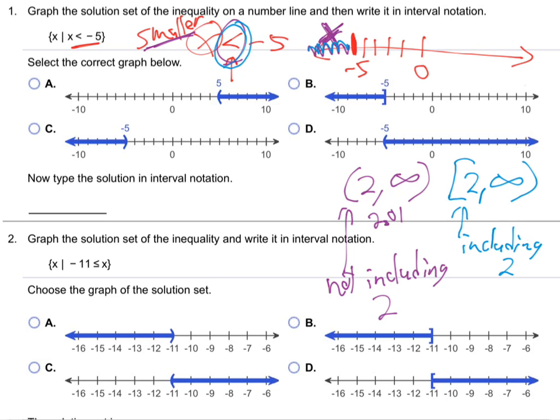Right? What's our answer? A, B, C, or D? C. C it is. Everybody see that? Because it's parenthesis -5, and the shading is lesser numbers, because X is less. All right, we good there?